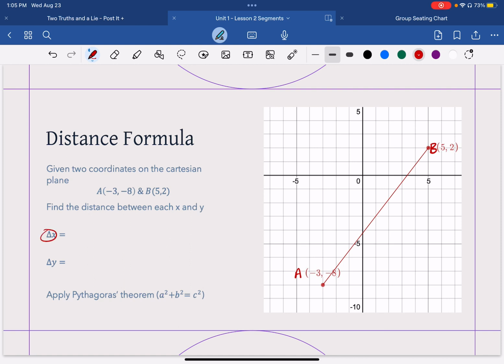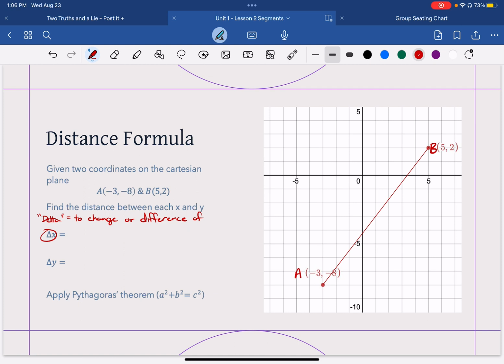Remember, this little triangle next to the x is delta, which means change or difference of. And so we need to find the difference of x and the difference of y. And we need to apply that to the Pythagorean theorem.